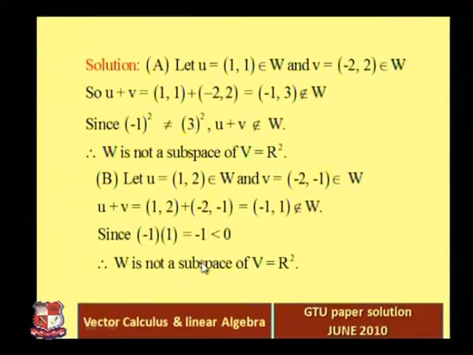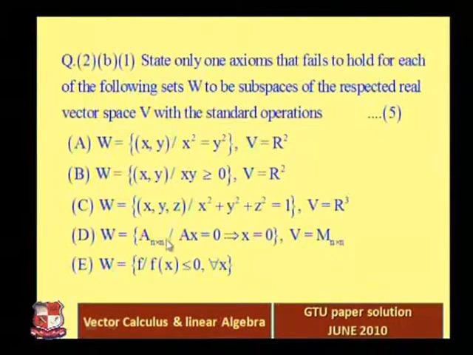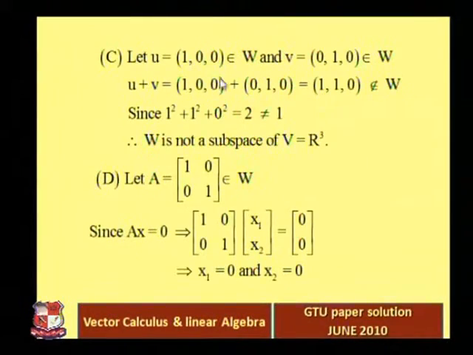Let's take the third example. {(x, y, z)}, where x squared plus y squared plus z squared is equal to 1. So only those elements are in the set such that the sum of the squares of the coordinates is equal to 1. Okay, and this is a subset of R3. So let's take one example. u is equal to (1, 0, 0) belongs to W because 1 squared plus 0 squared plus 0 squared is 1. v is equal to (0, 1, 0) belongs to W because 0 squared plus 1 squared plus 0 squared is equal to 1.